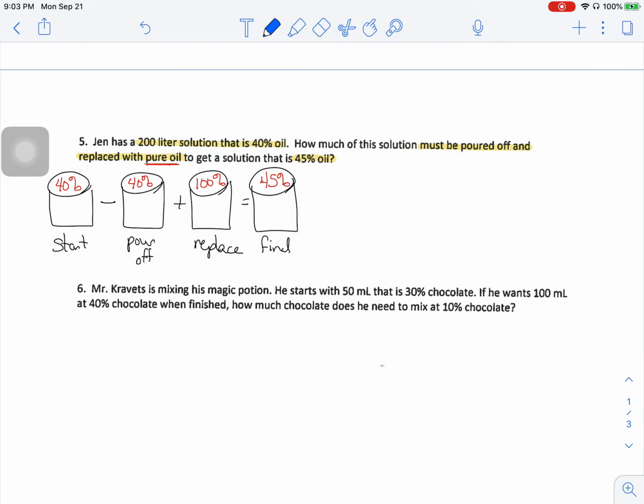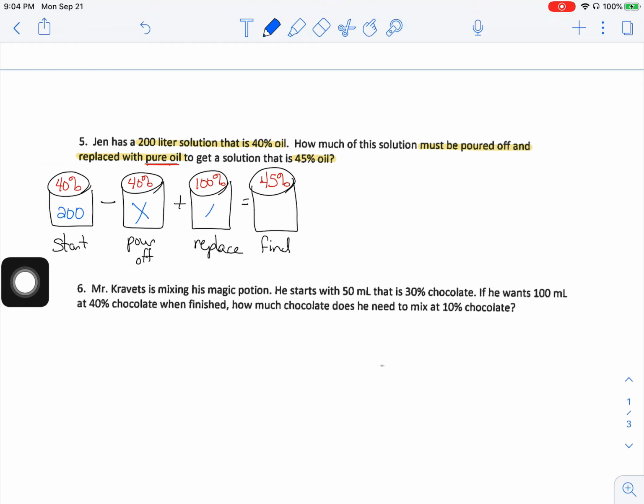Let's fill in some quantities now. All right, Jen has 200 liters. Okay, how much is she going to pour off? No idea. All right, X it is. But if I pour this quantity off and replace it, the amount that I poured off is exactly how much I'm going to put in.